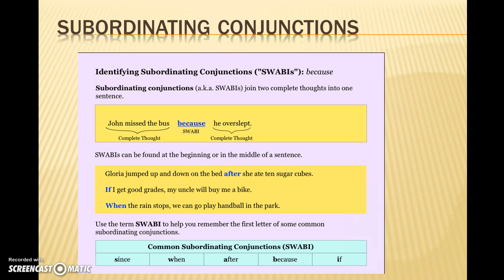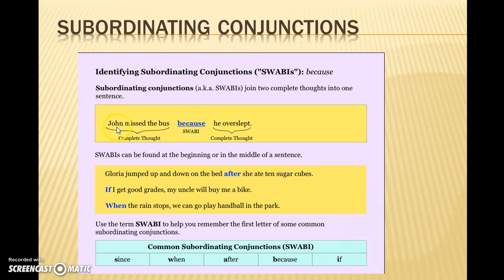Now, subordinating conjunctions, we have a new phrase here. Some people call them swabbies. Those are just common ones. There's other ones, but since, when, after, because, if. All right. Now, subordinating conjunctions join two complete thoughts into one sentence.